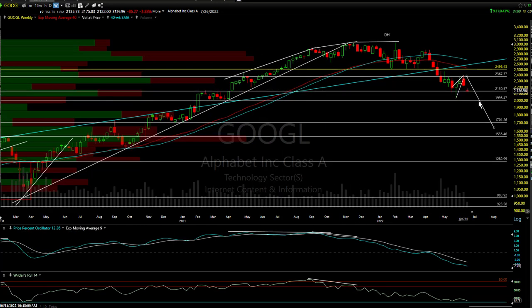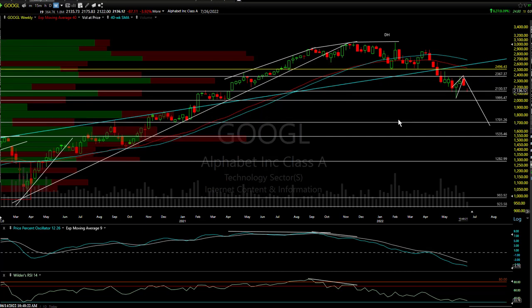But if it does play out, the measured target, which is the length of the flagpole to the lowest part of the flag right here, you take that and then you add that to the highest point of the flag before the breakdown, and that's going to take you roughly to my 1700 target right there on Alphabet. So that is my worst case all-in scenario right there, and that's right there, 20%.